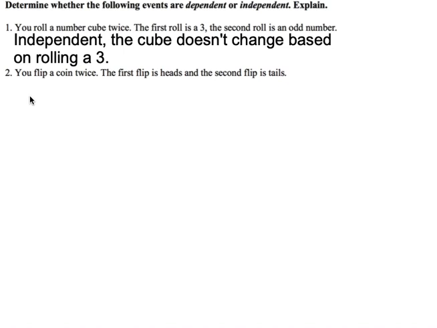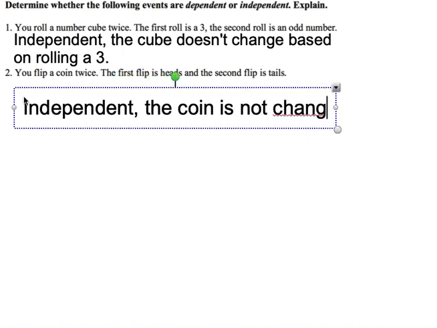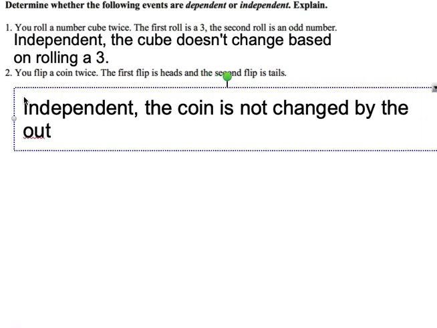Okay, let's look at number 2. You flip a coin twice. The first flip is heads and the second flip is tails. Okay, so I'm flipping a coin. If I flip heads the first time, does that affect me being able to flip tails the second time? That has absolutely no effect. So this is independent as well. The coin is not changed by the outcome of the first event.